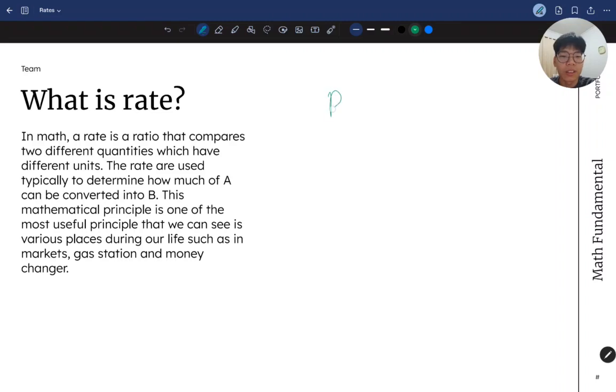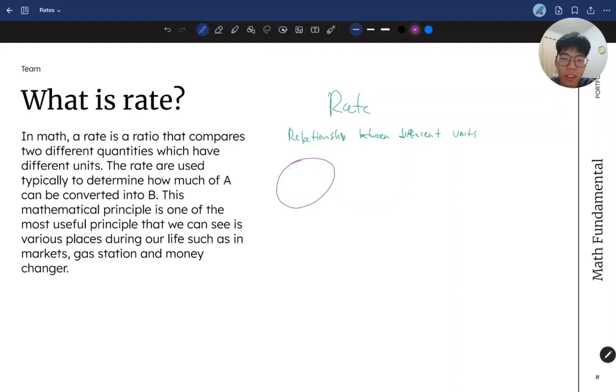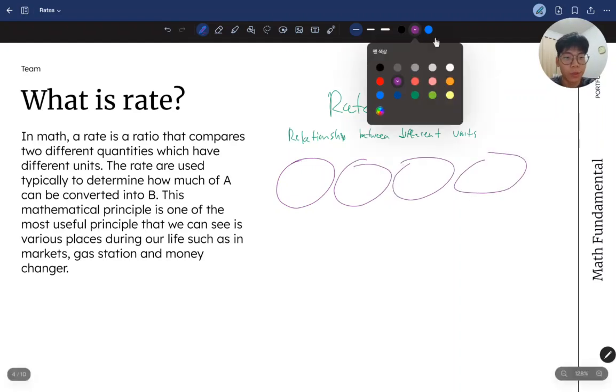A rate is a relationship between different units. Is that simple? I'm going to create 4 circles here to give you some examples.